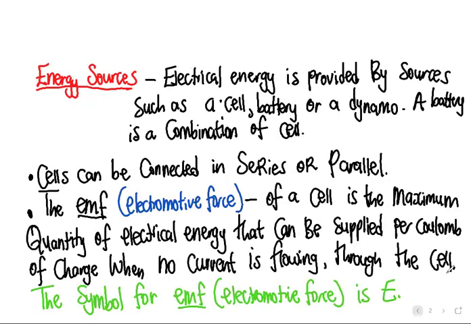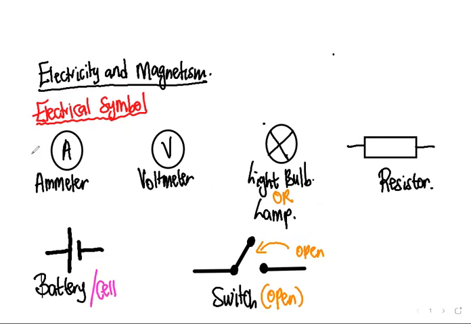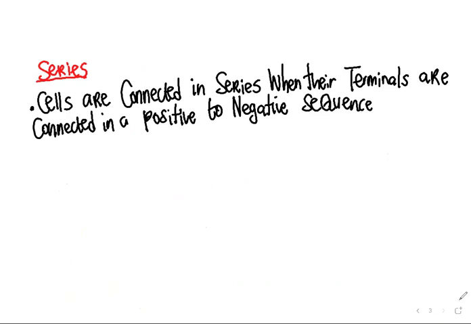So remember a cell, I've just showed you, a cell or a battery is like this. So here it will be a positive, here it will be a negative. So these are just the terminals of a cell. So here we are saying cells are connected in series when their terminals are connected in a positive to negative sequence. What do I mean by that? A cell is like this, right? So they're gonna be in series if they're connected from positive to negative, just like that.